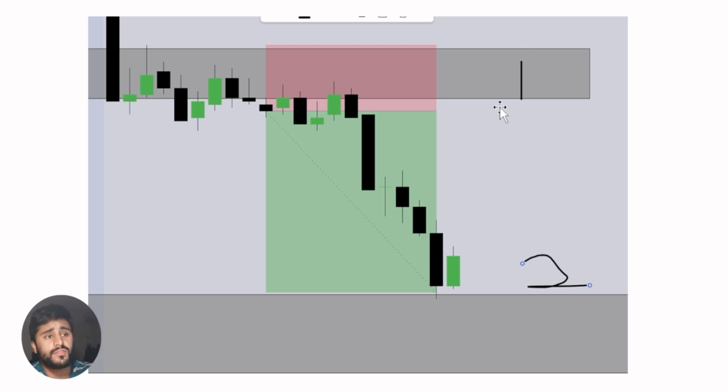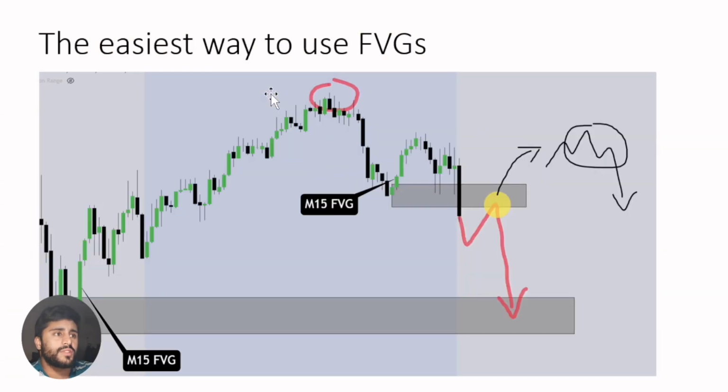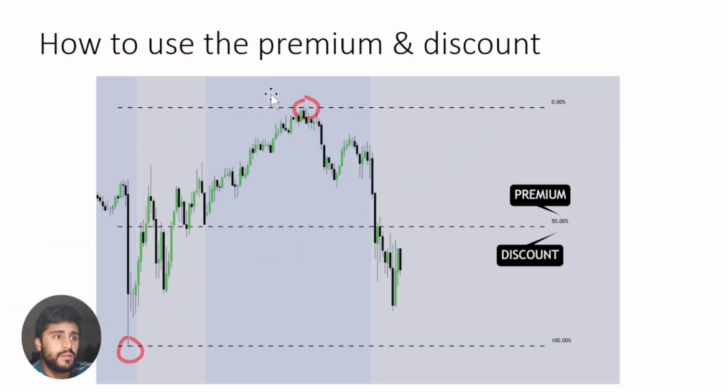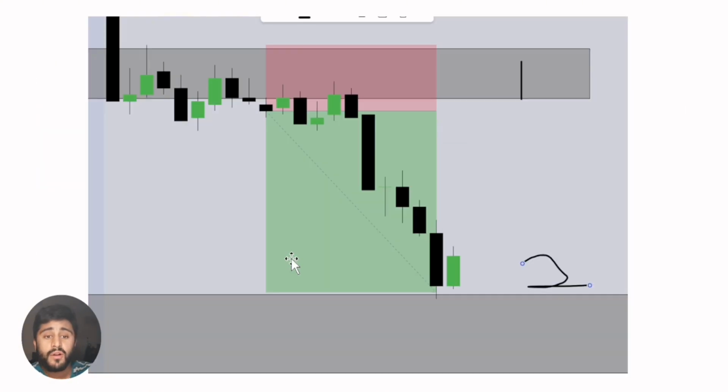So you're simply looking to target one 15-minute fair value gap to the next, going from 1 to 2, and using this gives you the confirmation. What you're essentially doing is trading from premium to discount, so this fair value gap down to this fair value gap. And that is basically how fair value gaps work themselves.